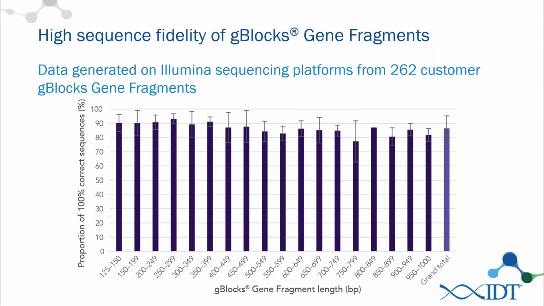So again, very minor changes in a minor population of what are mostly correct products. This is very similar to what you see in PCR amplification from high-fidelity polymerases. So again, a product that is very high quality, very consistent, and has a fast turnaround time.